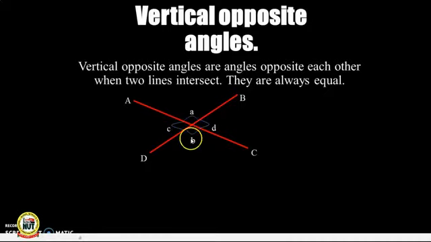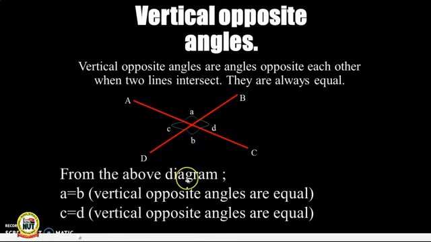So based on this diagram, considering the definition of vertical opposite angle, we are going to see that when two lines meet, they form angles, and these angles are always equal. The angles that are opposite each other are always equal. So angle A is opposite angle B. That equally shows angle A is equal to angle B. Good. So angle C is opposite angle D. That shows angle C is equal to angle D. So of the above diagram, angle A equals angle B, angle C equals angle D, and the reason is vertical opposite angles are equal.